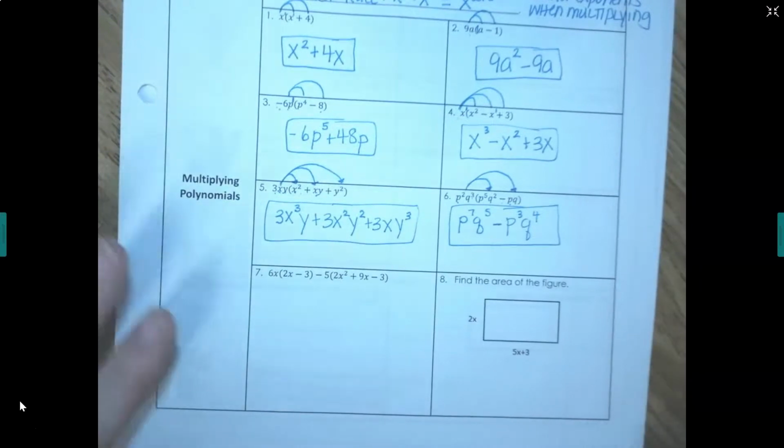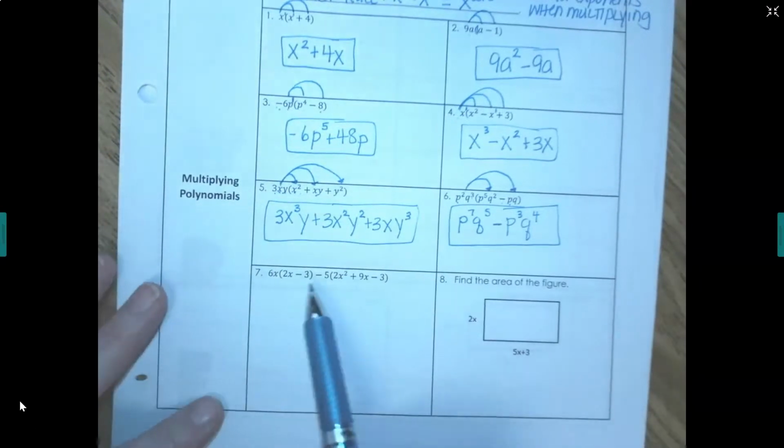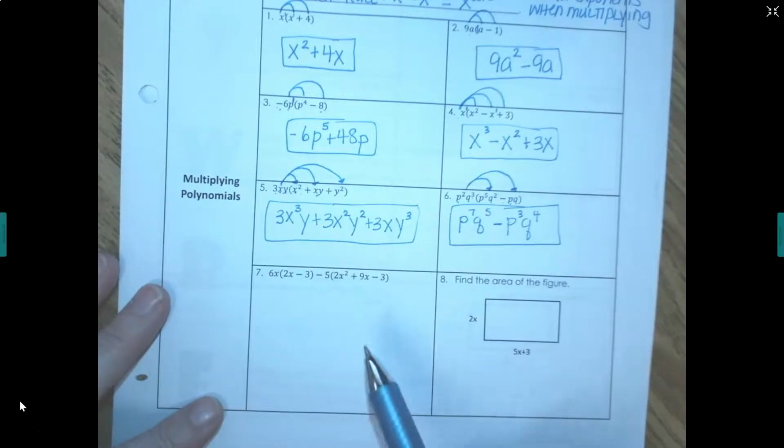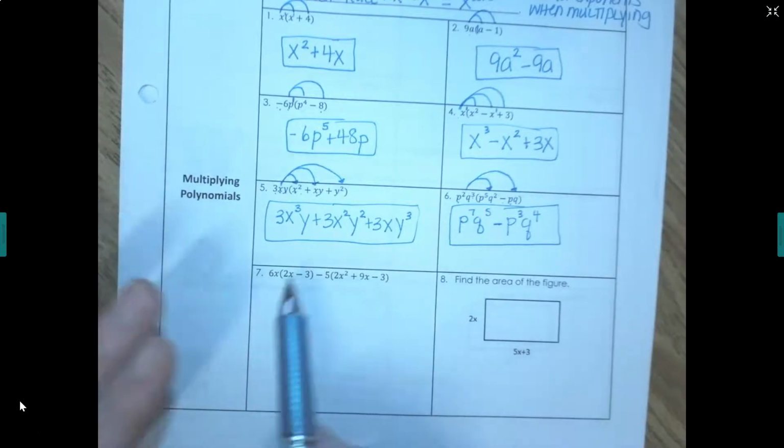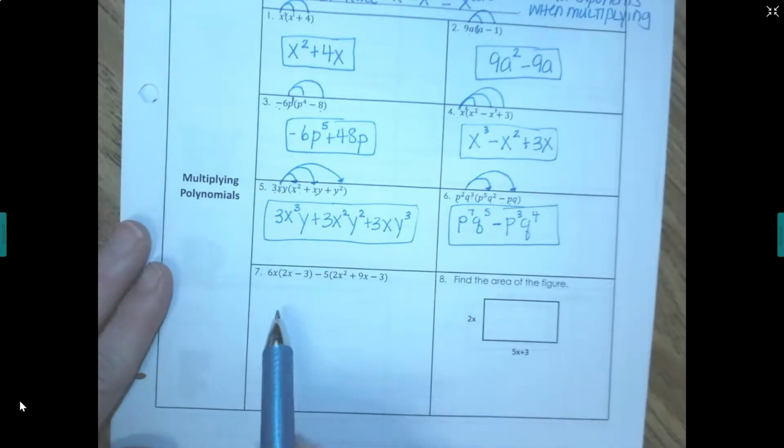Now this is coming back to some of what we did before. There's a minus here, which means we technically have some subtraction going on. So let's just take a look at everything that's happening. I see some distribution here that has to happen.